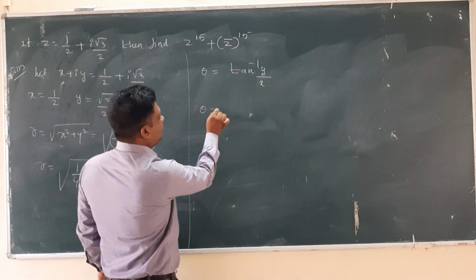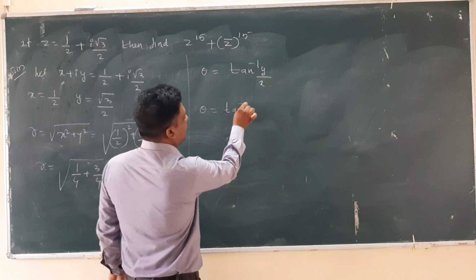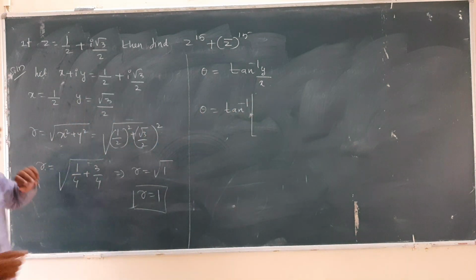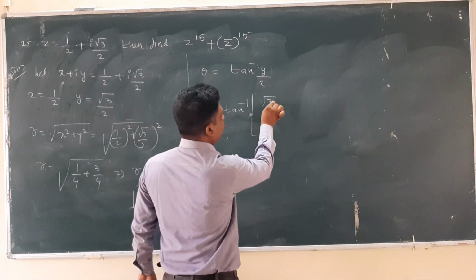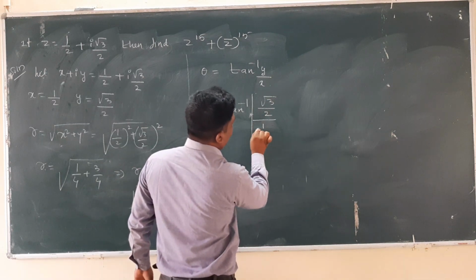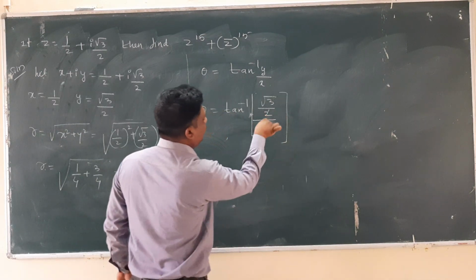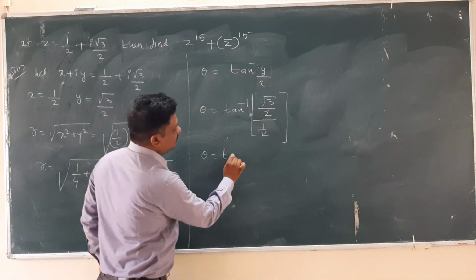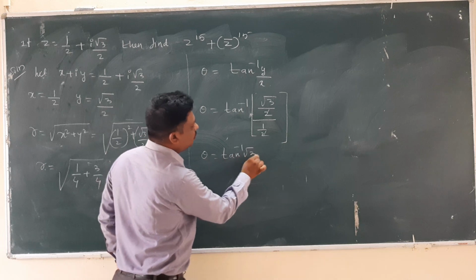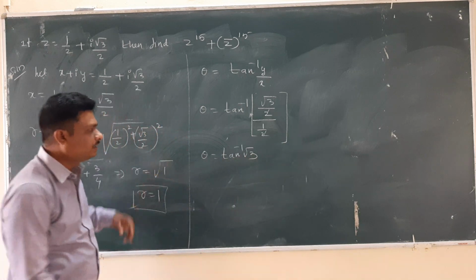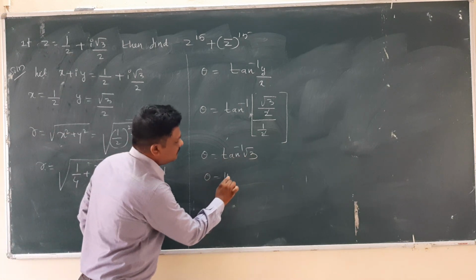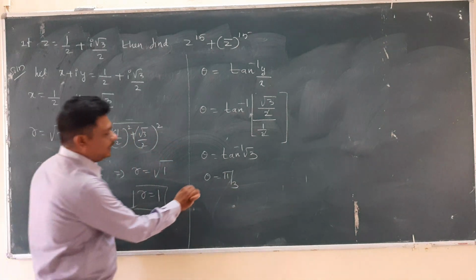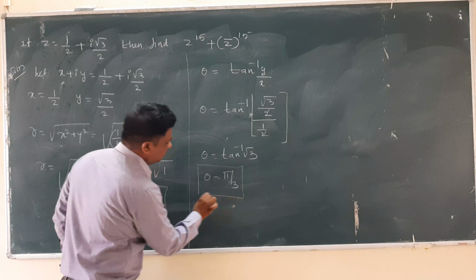So therefore theta is equal to tan inverse of y upon x. So what is y upon x here? Root 3 upon 2 divided by 1 upon 2. So 2 and 2 get cancelled. So theta is equal to tan inverse of root 3. So we know that tan inverse of root 3 is pi by 3.